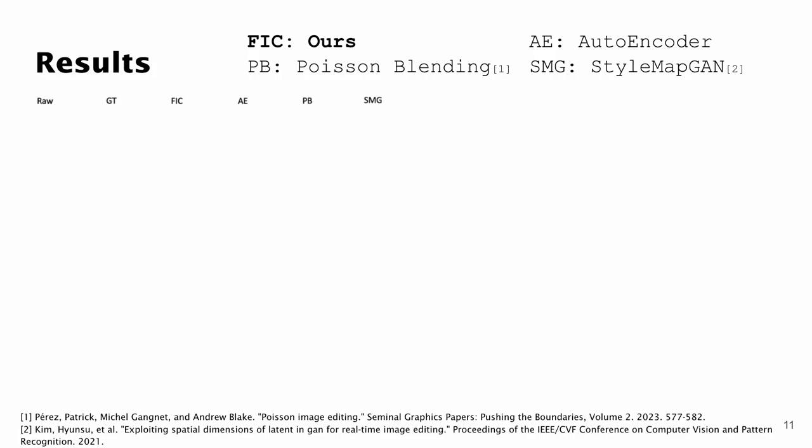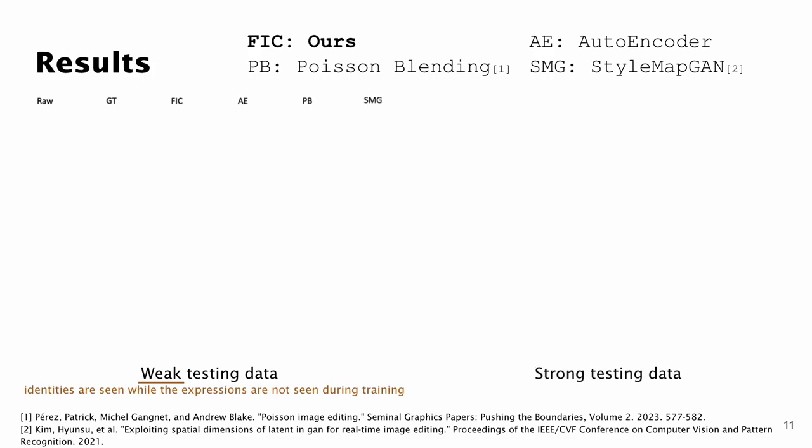To establish a thorough evaluation setting, the evaluation data in our dataset has two tabs. One is a weak testing data, where the identities in the images are seen during training, but the expressions are not seen. Another one is a strong testing data, where neither identities nor expressions are seen during training. We compare different methods on both of the testing data.